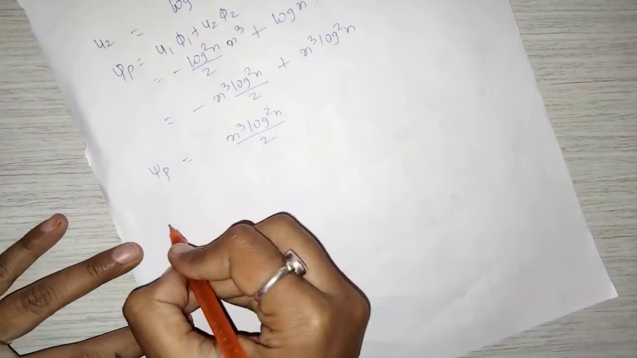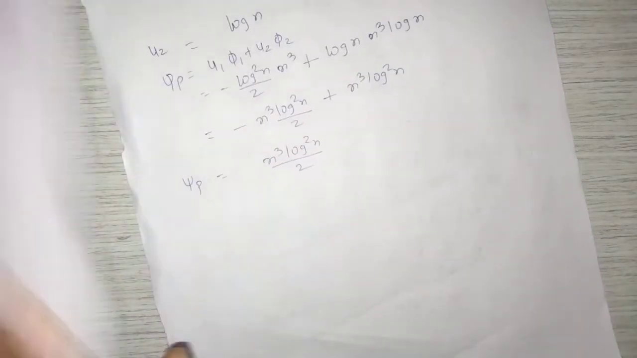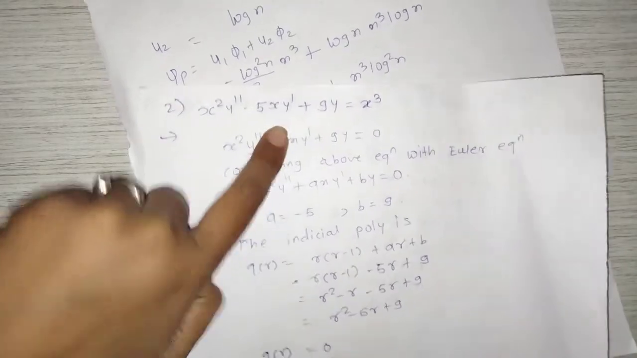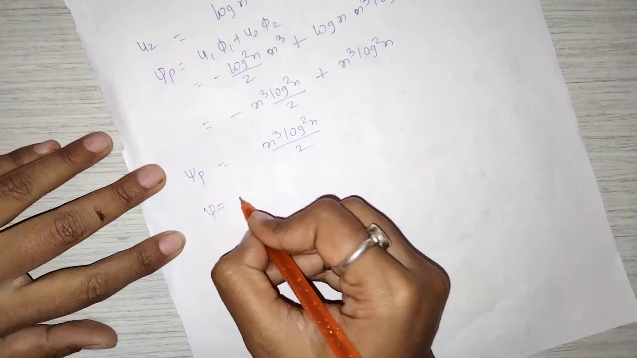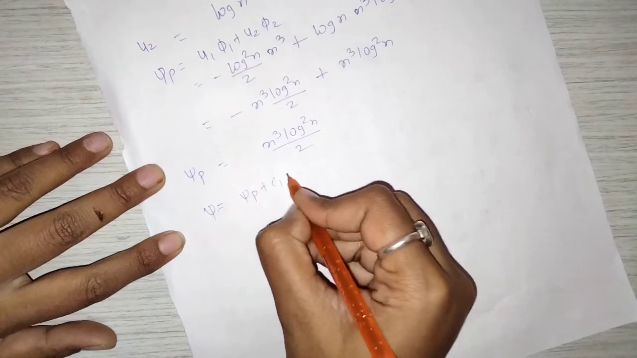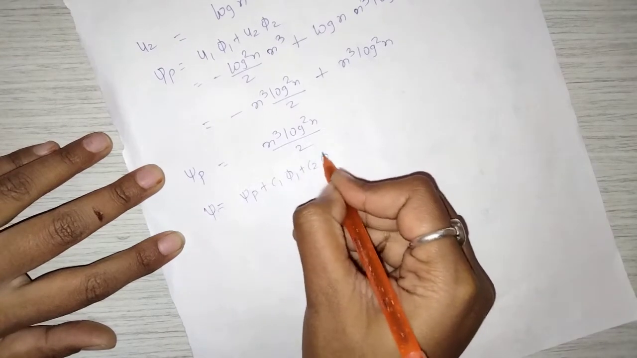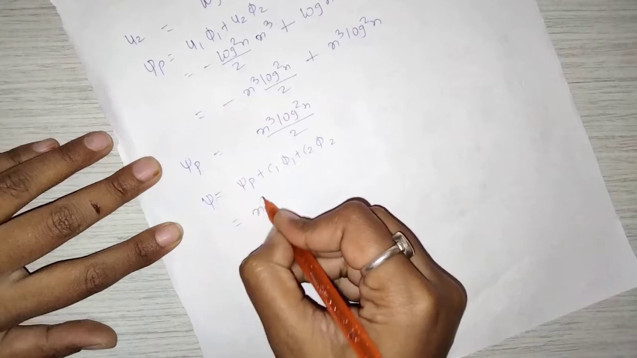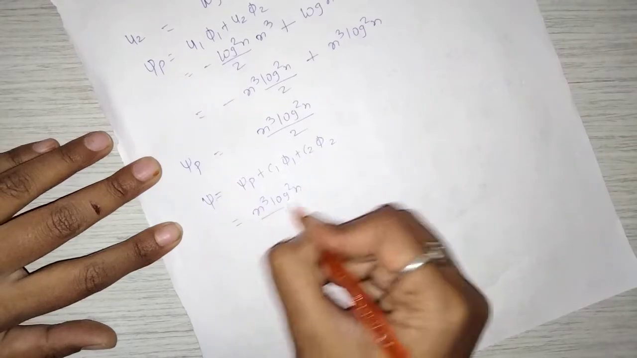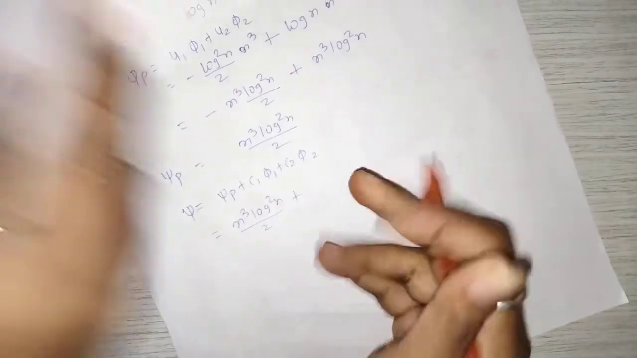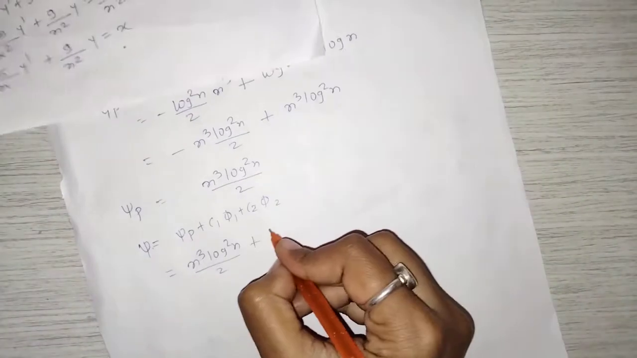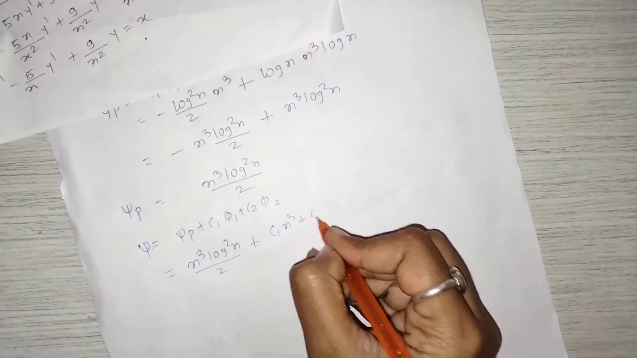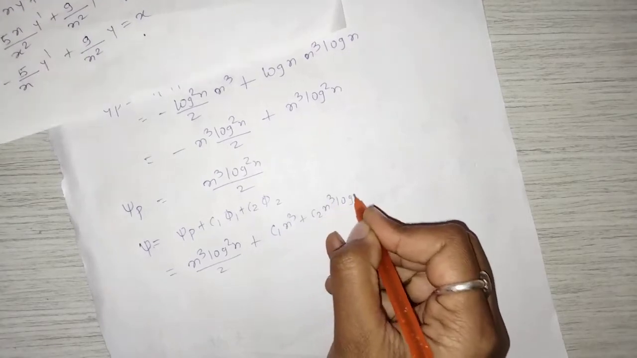So the solution of this equation is nothing but psi equal to psi p plus c1 phi 1 plus c2 phi 2. Psi p is x cube log square x upon 2, plus c1 phi 1 plus c2 phi 2, which is nothing but c1 x cube plus c2 x cube log x.